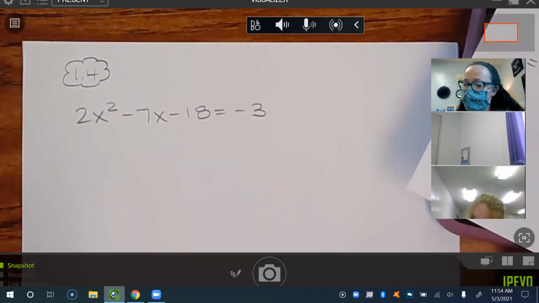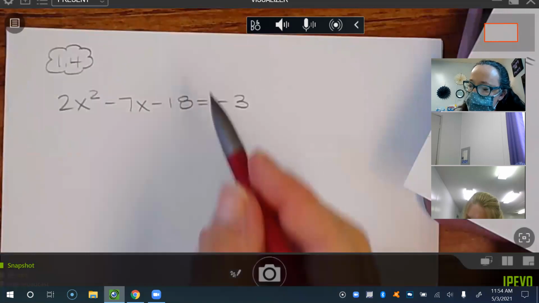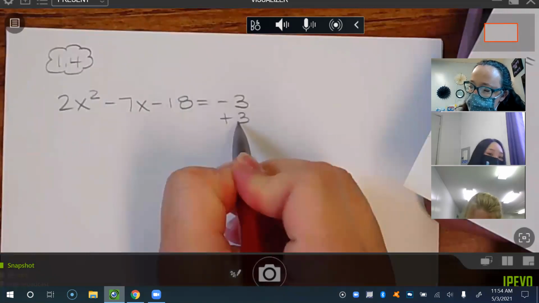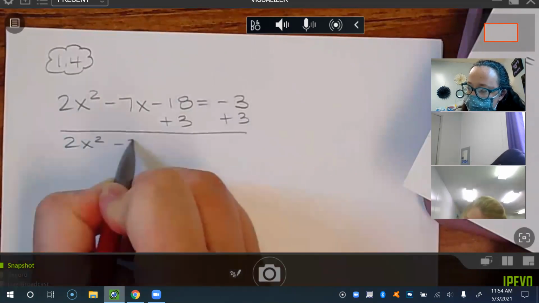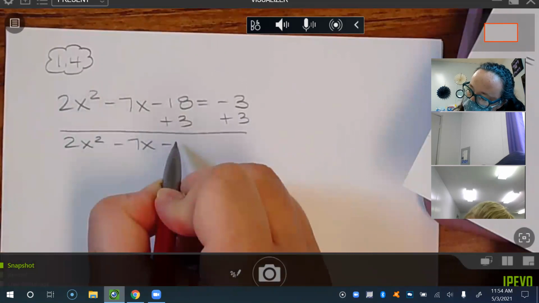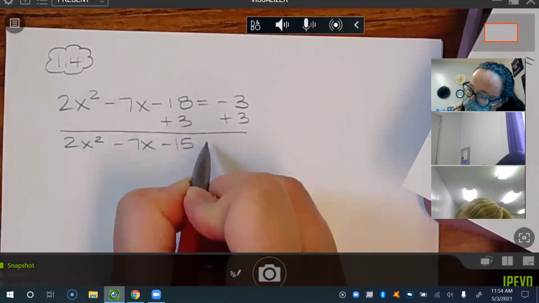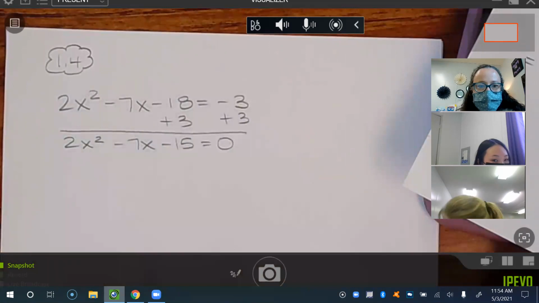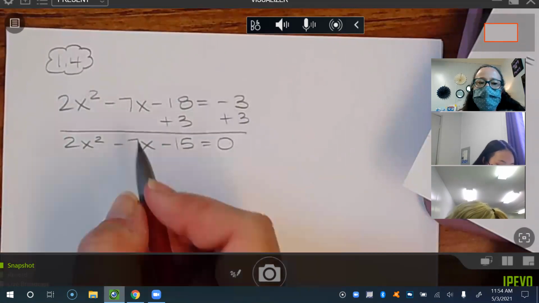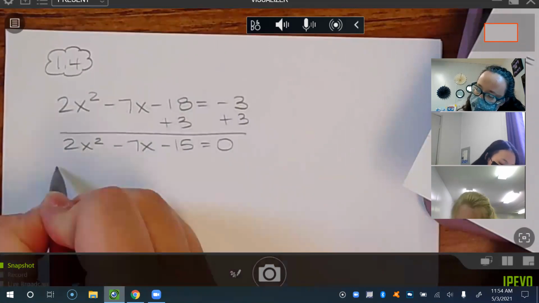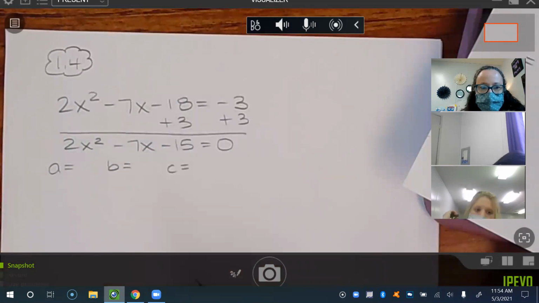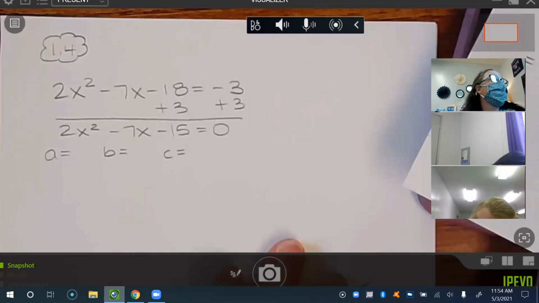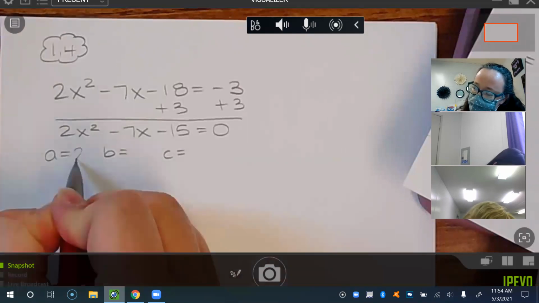I am going to write it out for you. But you've got to get it set equal to 0 first. So you add 3. And you pull off your parameters. What is A? 2, good. What is B?